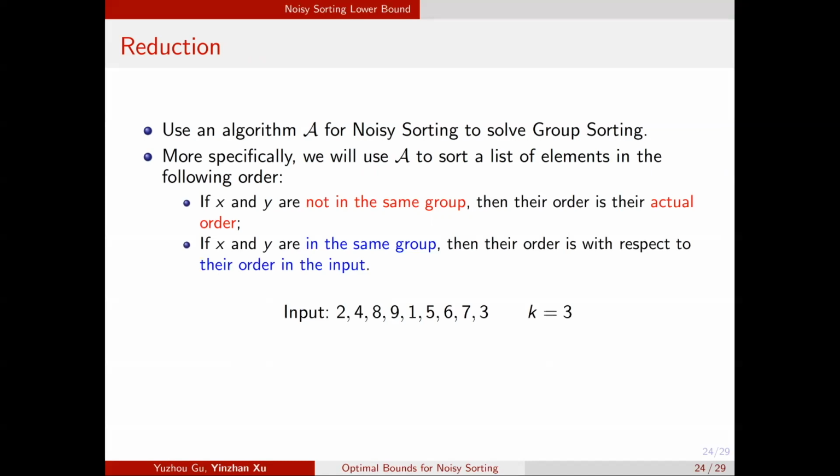So if this is the input for the group sorting problem, then this is the output we expect from this reduction. So for instance, here the first group contains numbers 2, 1, 3, and they are in the same order as the input: 2, 1, 3. And of course, this will be a valid output for the group sorting problem because the groups are correctly sorted.